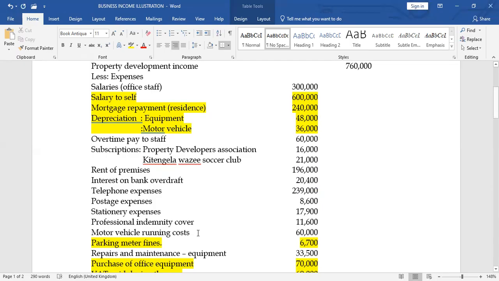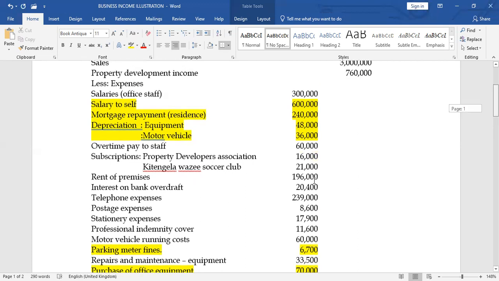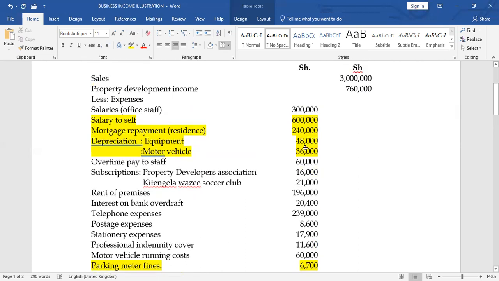We have this motor vehicle cost. Let us not forget motor vehicle cost. So add back parking meter fines. Add back purchase of office equipment. Add back all these expenses that you have said are disallowable. So add back salaries, add back depreciation, all these. We made arguments why they are not allowable.